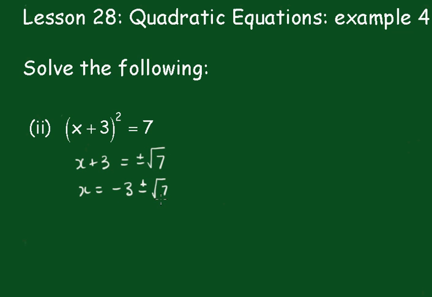So those solutions get written that way. Or if you like, you can write it like this: x equals minus 3 plus root 7, and x equals minus 3 minus root 7. These are the exact solutions. You could go ahead and use your calculator to get approximate solutions to that, if required.